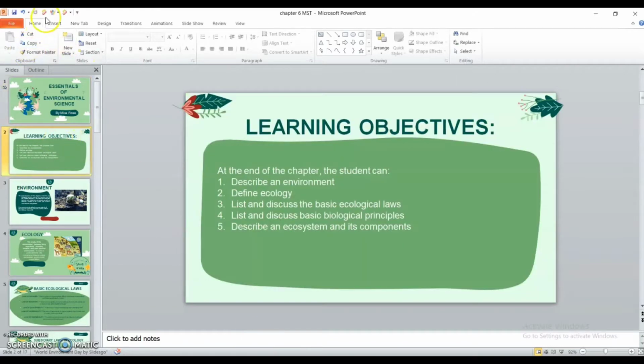Our learning objectives. At the end of the chapter, the student can first describe an environment. Second, define ecology. List and discuss the basic ecological laws. List and discuss the basic biological principles and describe an ecosystem and its components.